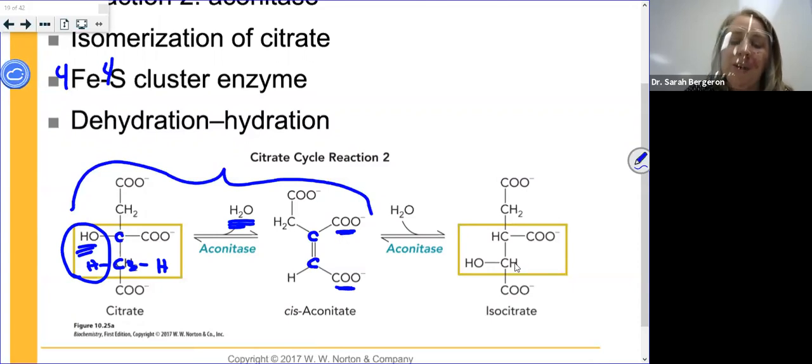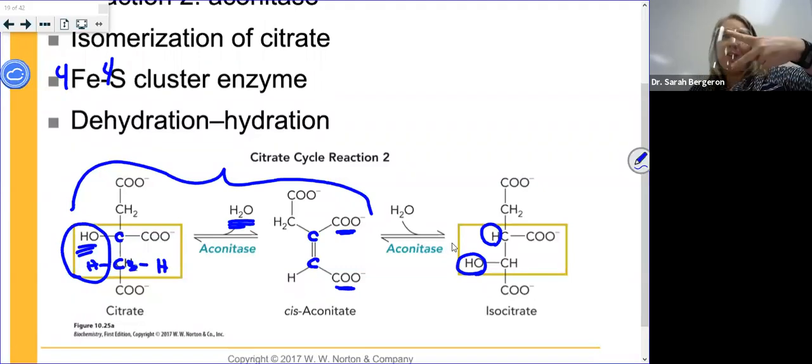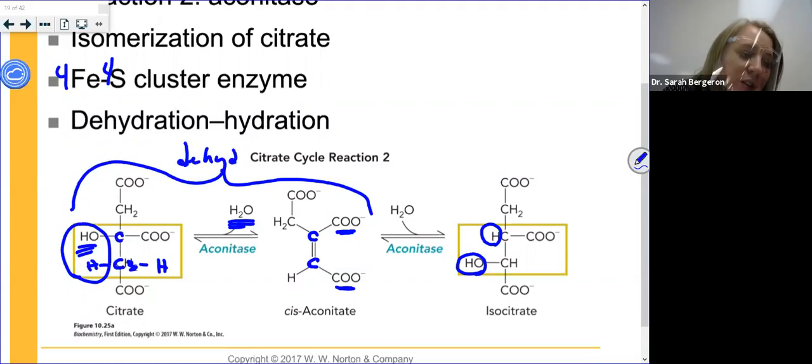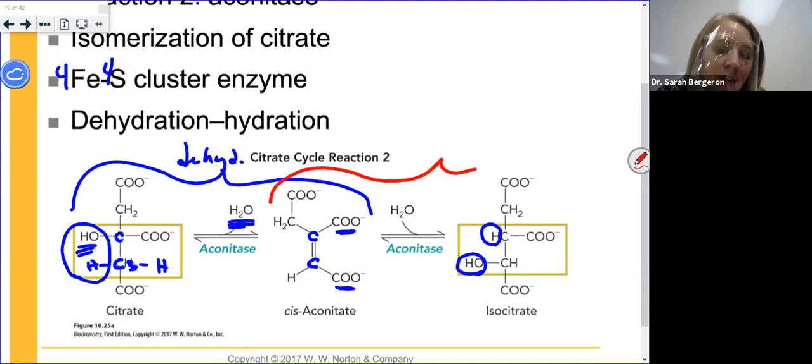So now what's going to happen is we're going to add water back, and we're going to put a hydroxyl on the other carbon and put a hydrogen on the other carbon. So basically we just flip-flopped them. But you can't really do that, so you have to go through this process. So this is dehydration. And this is hydration.